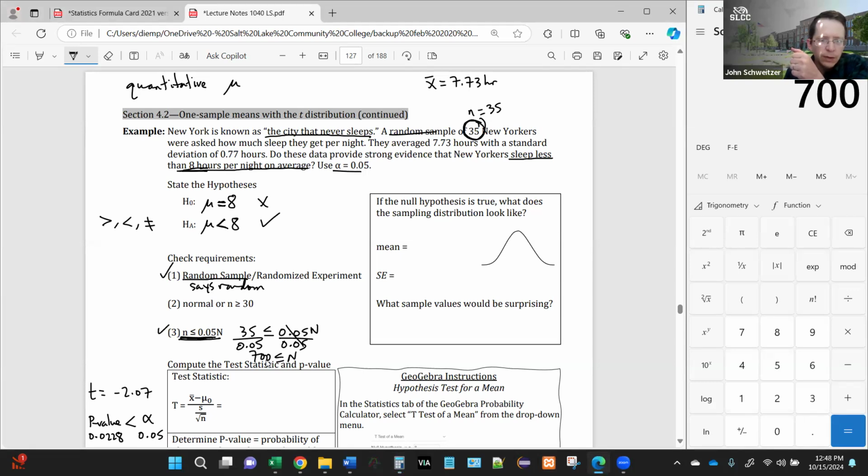Of course. Good. Then number two, we have to make sure that either the population is already normally distributed or the sample size is large enough. It doesn't say anything about sleep being normally distributed, but that doesn't matter because the sample size here, 35, is more than 30, so we're good. So what does that mean? It means the central limit theorem will kick in and X bar will be normally distributed.